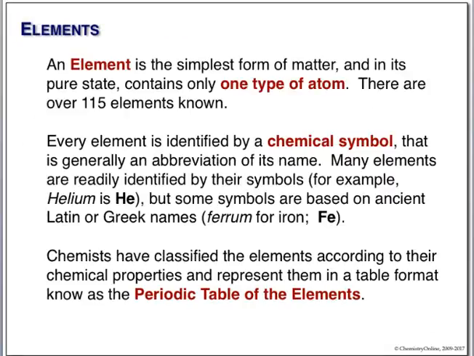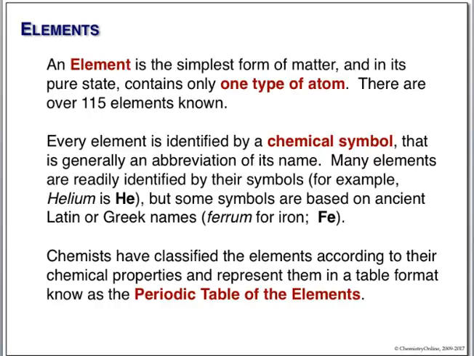Now, we said that a substance composed of only one type of atom, we would call that an element. An element, once again, only has one type of atom. Every element is identified by its chemical symbol. We pointed out that some of them are obvious, many of them aren't. Helium is He, that's pretty obvious. Iron, however, is Fe, that's for ferrum, not Ir for iron. So there are a lot.